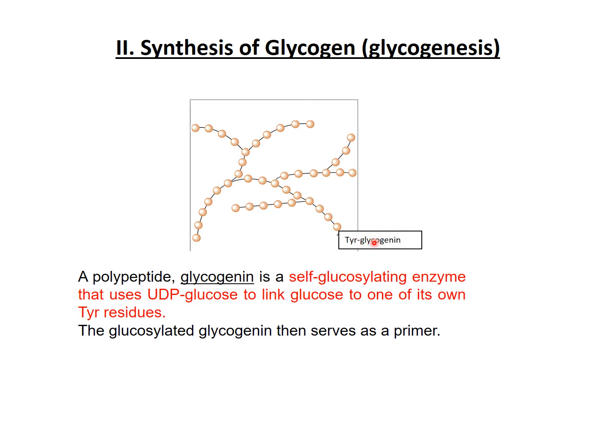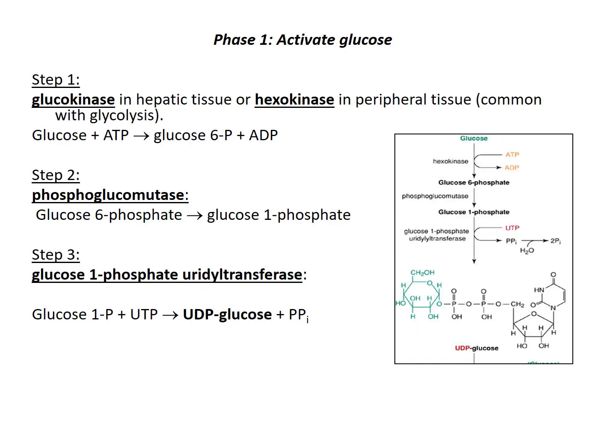So this protein is glucosylated with the first glucose, and then the first glucose can react with the second, third, fourth, whatever, and the whole glycogen network can build out around this tiny little protein. And because we have many copies of this protein in the cytosol, many of these glycogen clusters can be built.